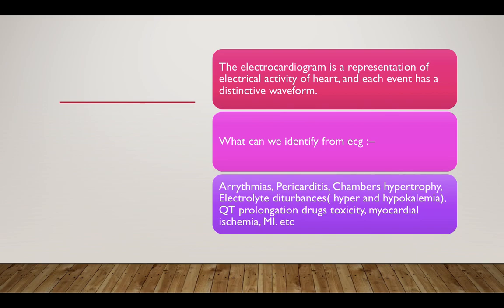So what conditions could we identify from an ECG? That's a very good thing. And for what purposes can we use it? We can use ECG for regular or irregular heart rhythms. We can use ECG to check a person with angina. We can use ECG to diagnose a person for MI, ischemic heart diseases, even electrolyte disturbances like hypo and hyperkalemia, and QT prolongation caused by drug toxicity.